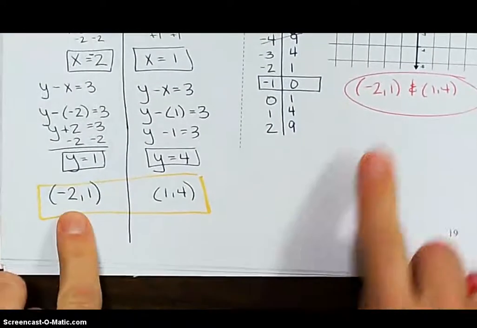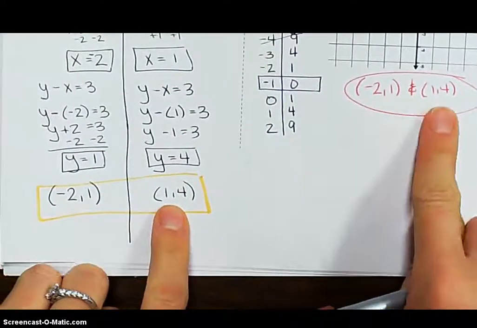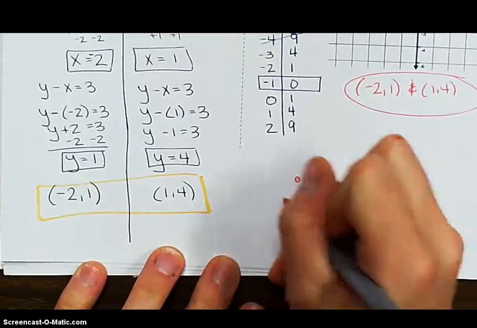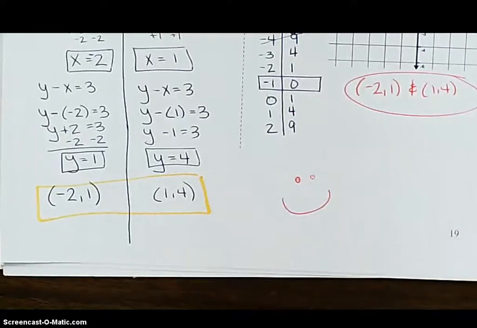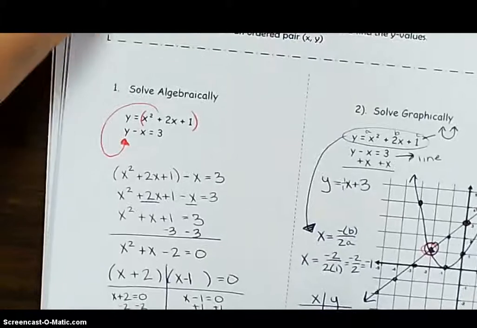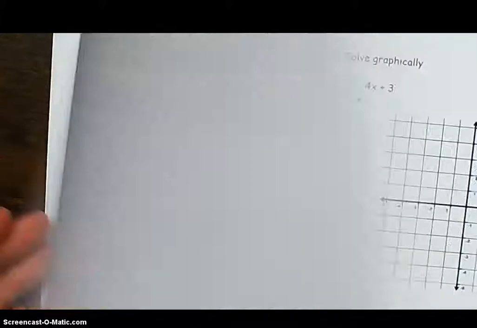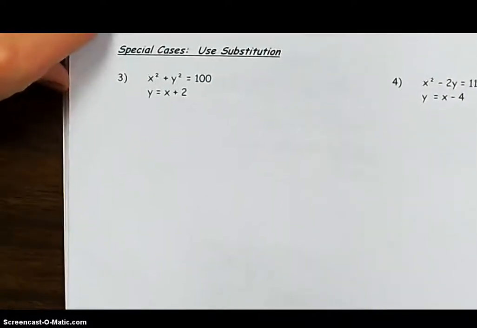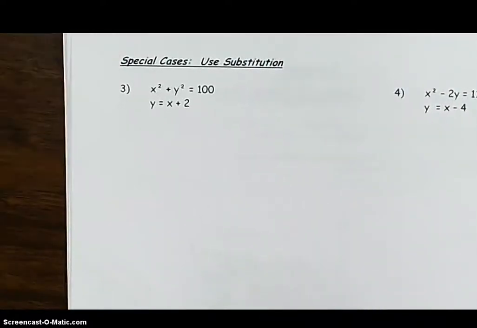So we have negative 2, 1, negative 2, 1, 1, 4, 1, 4. All right, we did it. So no matter how you solve, you get the same solutions. All right, I do want to practice a special case of solving algebraically, so let's go ahead and flip over to the back. Okay, we're going to take a look at question number 3 here.